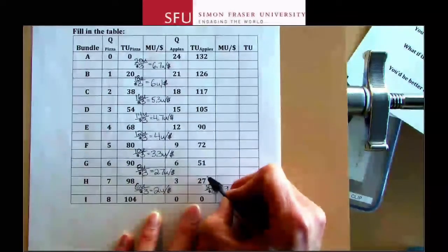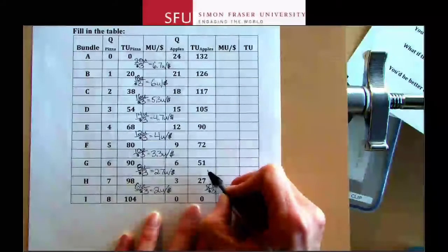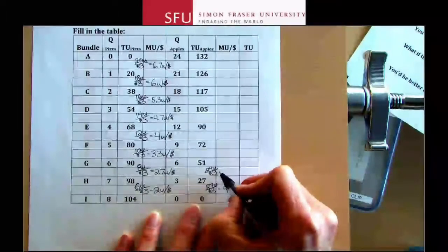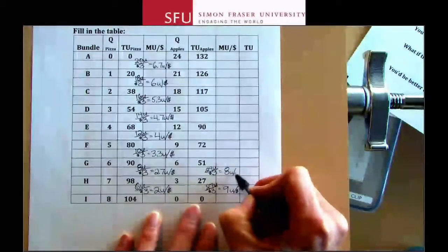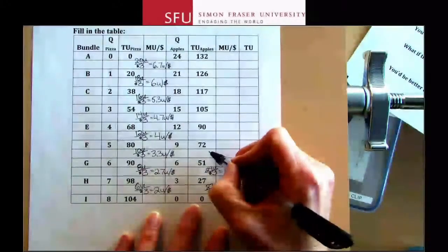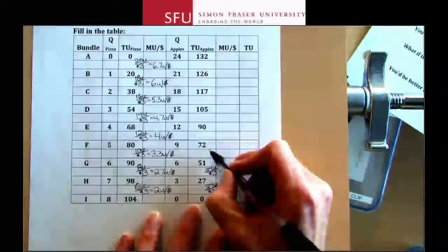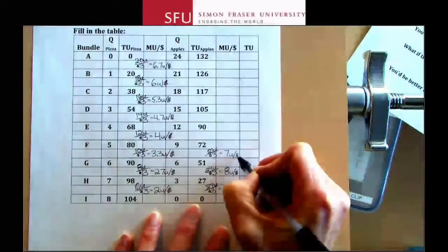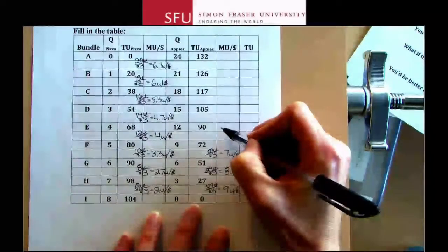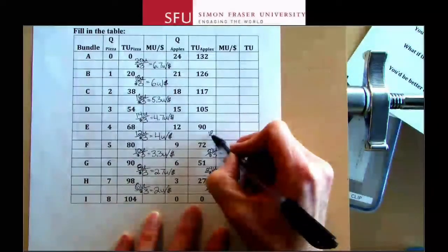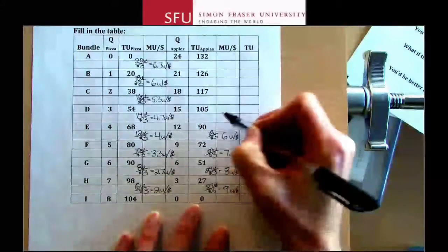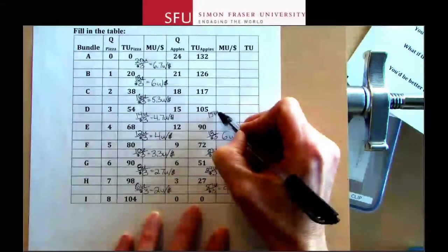Okay, and then the next 3 apples increases utility by 24, right? 27 to 51 would be 24, and those 3 apples cost $3. All right, next 3 apples, is that 21 units of utility. These are all whole numbers. 15.